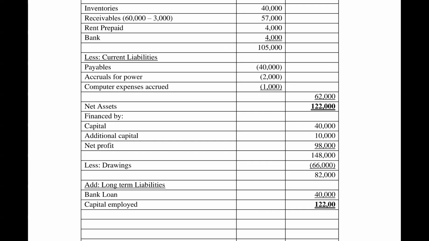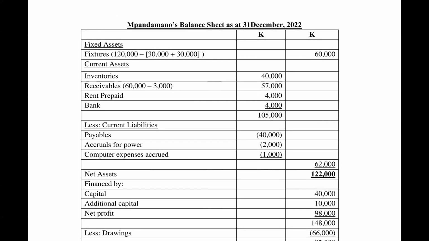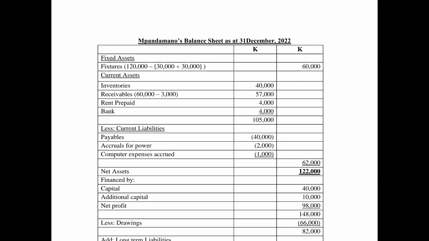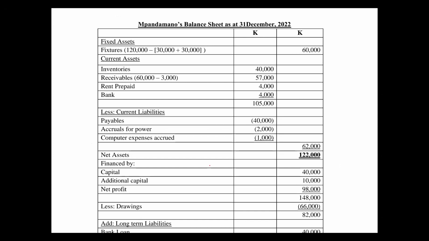If that is clear, now we can quickly go to the balance sheet. Now the balance sheet is very, very straightforward, as you may know it already. Here is your balance sheet. It starts with the fixed assets, okay? You start with the fixed asset. Now, check the fixed assets that we have.